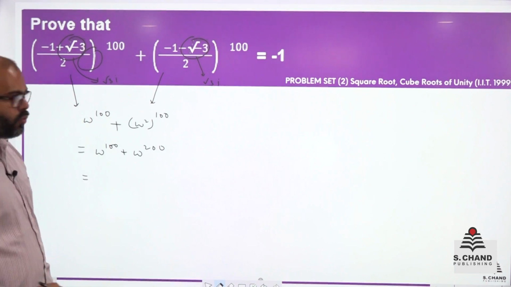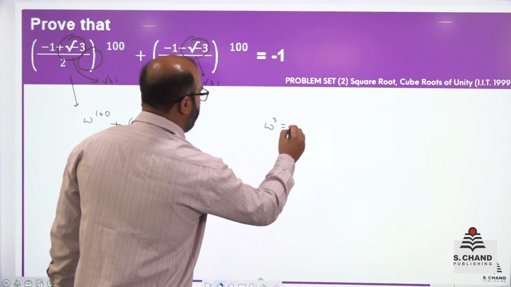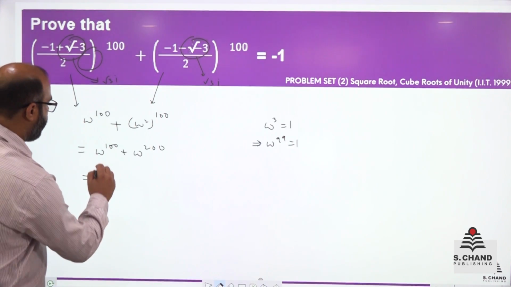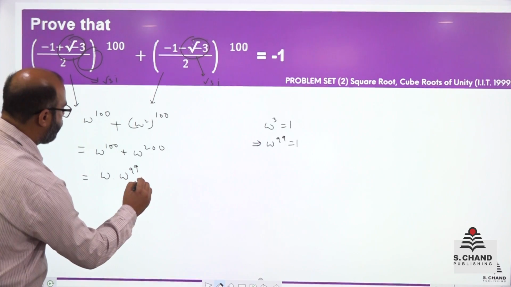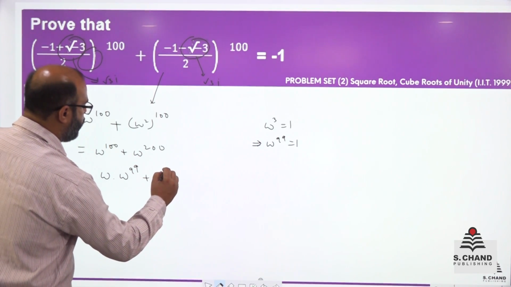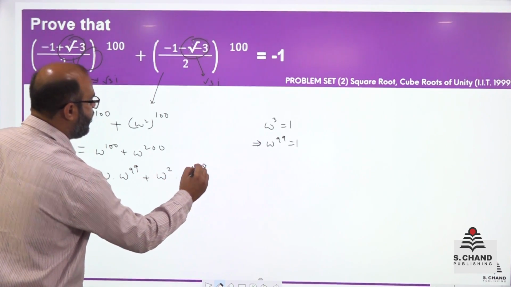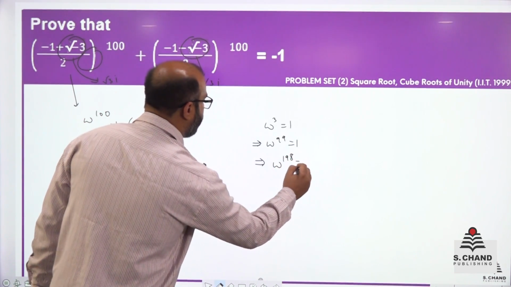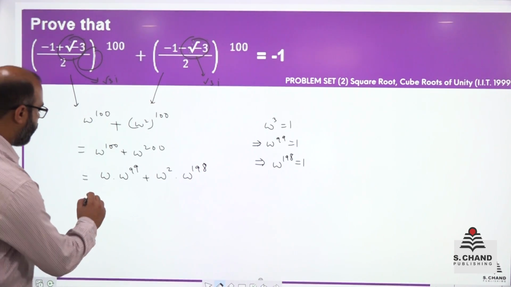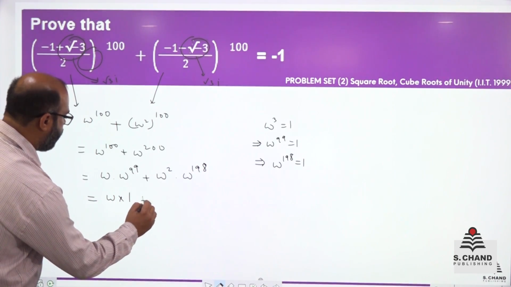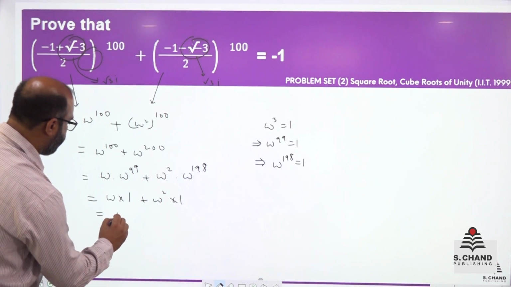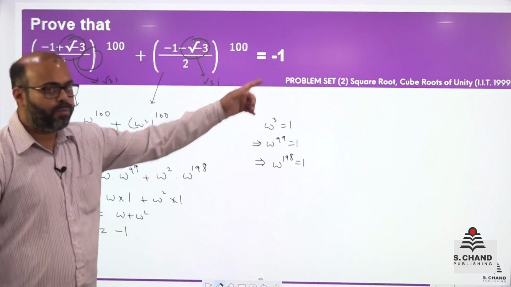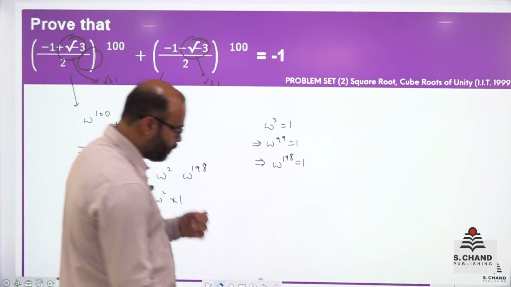Now omega cube is equal to 1, we already know. So in that situation, omega to the power 99 will also be 1, it is a multiple of 3. So here it will be omega into omega to the power 99. Here again omega to the power 200 is omega to the power 2 into omega to the power 198. And this omega to the power 198 is also equal to 1, because 198 is also a multiple of 3. So this is omega into 1 plus omega square into 1, which is omega plus omega square, which is equal to minus 1. So this is what we had to prove. Thus it is true.